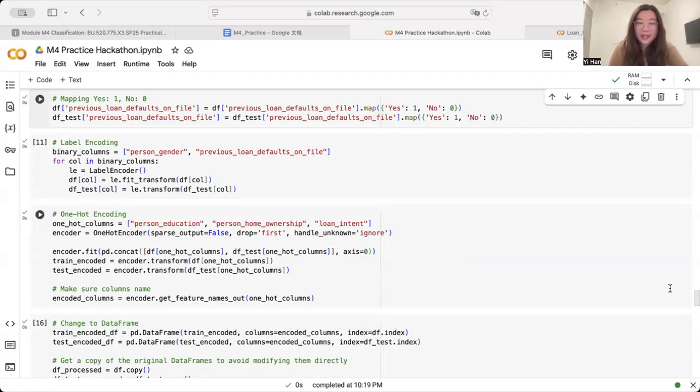This technique creates separate binary columns for each category, preserving the categorical nature of the data without implying any order or hierarchy. These transformations made the data more interpretable for the model and improved prediction quality. Now let's talk about the models we tested. So we compared three models: logistic regression, random forest, and CatBoost.